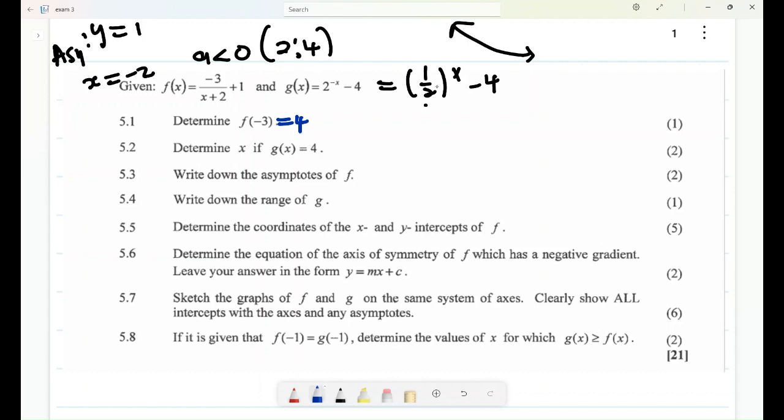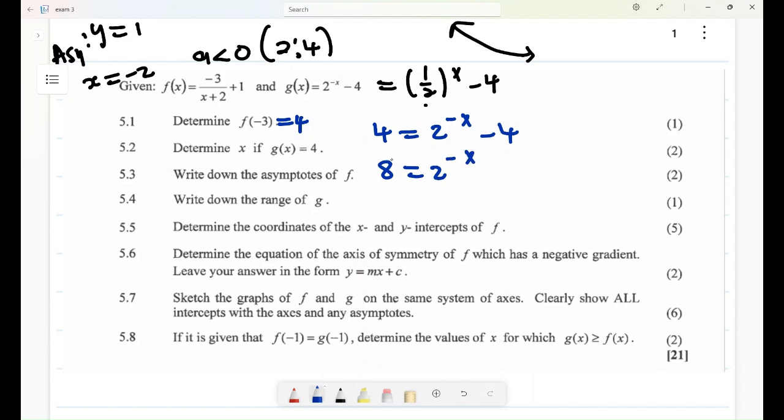Next, determine x if g of x is equal to 4. So I'm going to say g of x equals 4, but what is g of x? It is this part, or you can use this one, whichever. Actually, let me use this one, I want to show you something. It's going to be 4 equals 2 to the power of negative x, minus 4. Therefore, 4 plus 4, which is 8, equals 2 to the power of negative x.